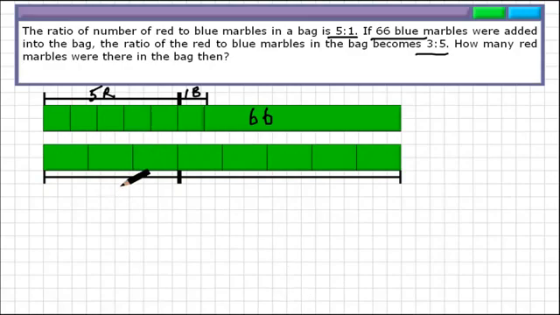Now let's label the new ratio. That's 3 R and 5 blue. Okay, and name this first model as before, and after.